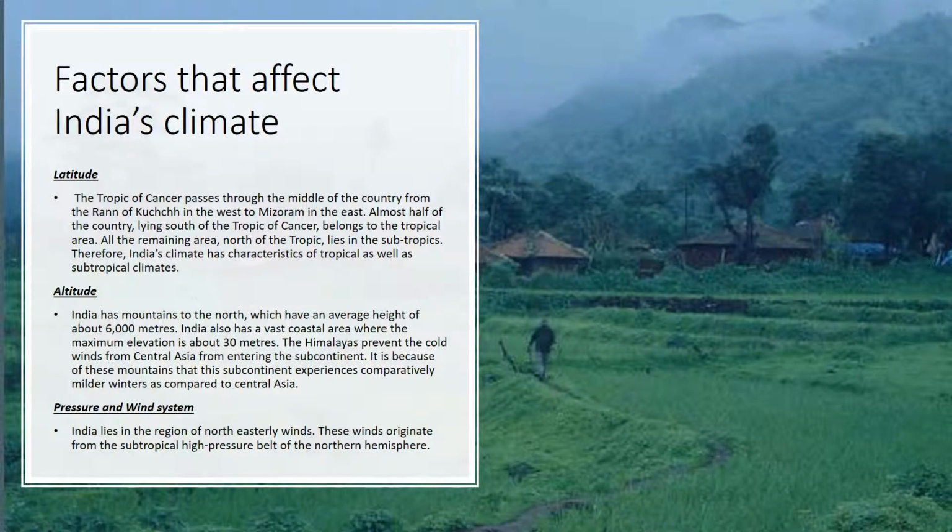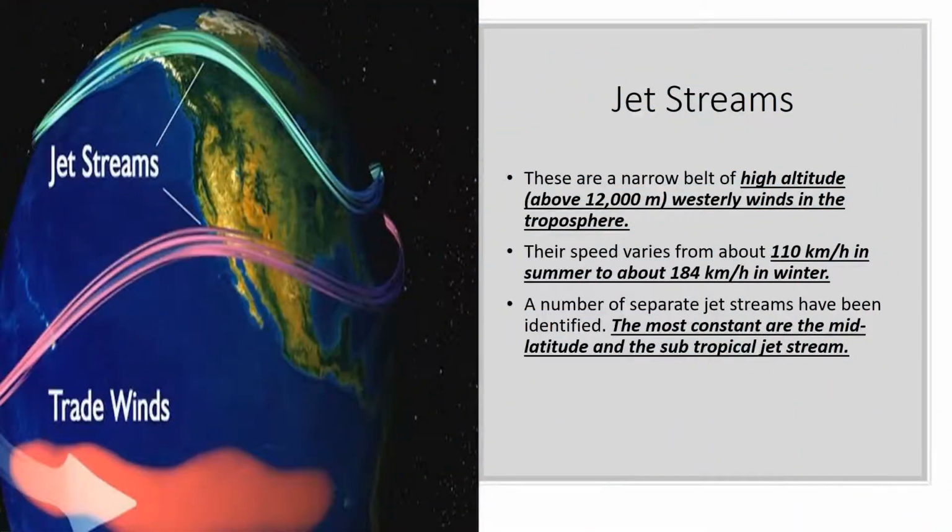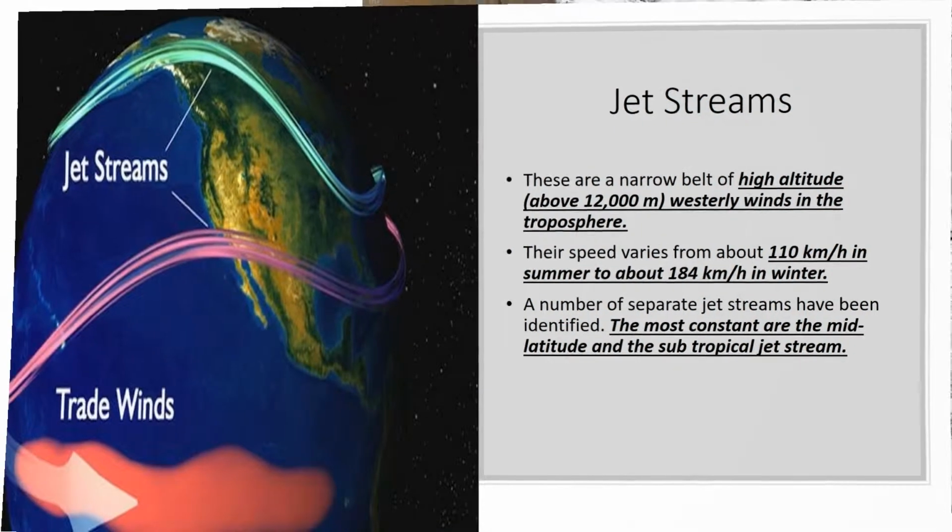Pressure and wind system. India lies in the region of northeasterly winds. These winds originate from the subtropical high-pressure belt of the northern hemisphere. Now let us study about jet streams. These are a narrow belt of high altitude, above 12,000 meters, westerly winds in the troposphere. Their speed varies from about 110 kilometers per hour in summer to about 184 kilometers per hour in winter. A number of separate jet streams have been identified. The most constant are the mid-latitude and the subtropical jet stream.